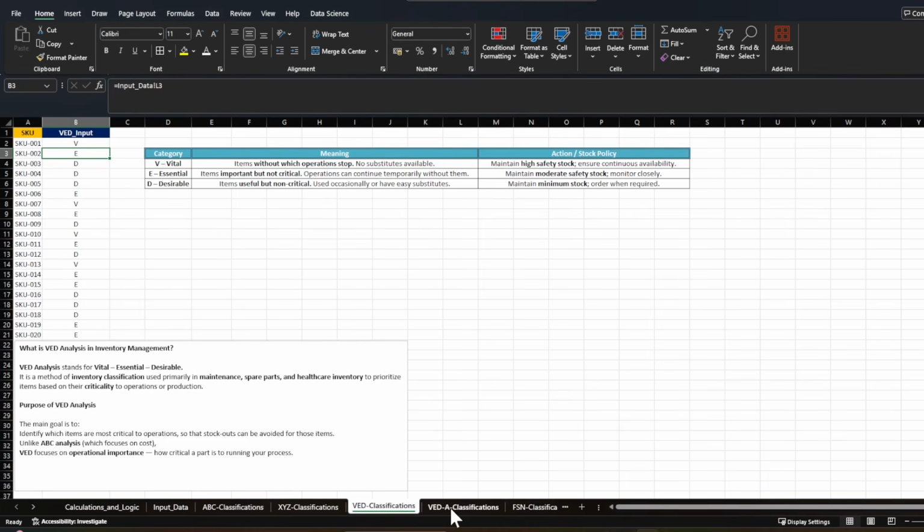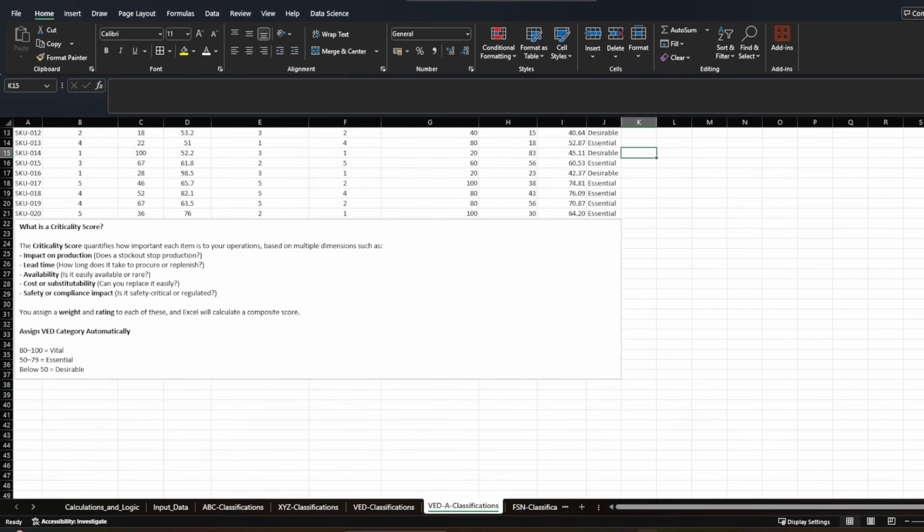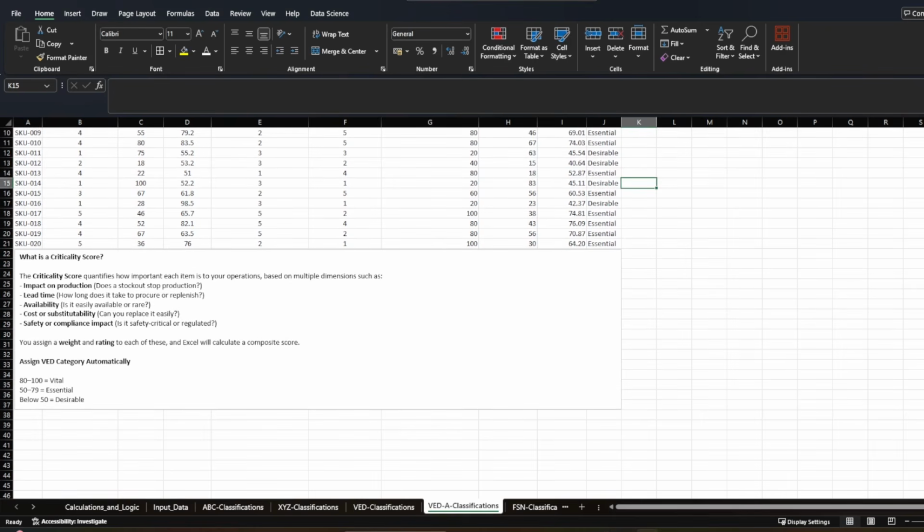I just want to show you how you can do this. So there's something called criticality score. The criticality score quantifies how important each item is to your operation based on multiple dimensions such as impact on production. So does a stock out stop production or not? You need to rate 1 to 5. Then there is lead time. How long does it take to procure or replenish? Then the availability. Is it easily available or rare? And then there is cost or substitutability. Can you replace it easily? Or then there is a safety or compliance impact. Is it safety critical or is this item a regulated one? So you also need to do a scoring around it.